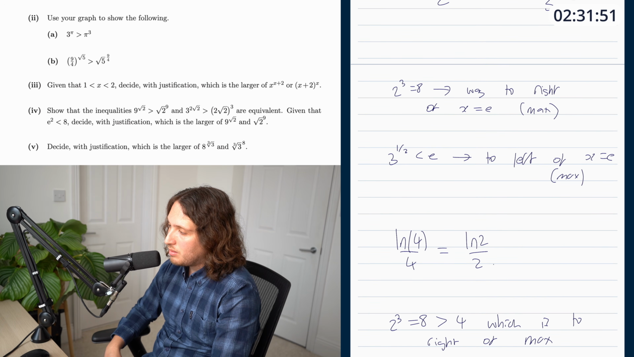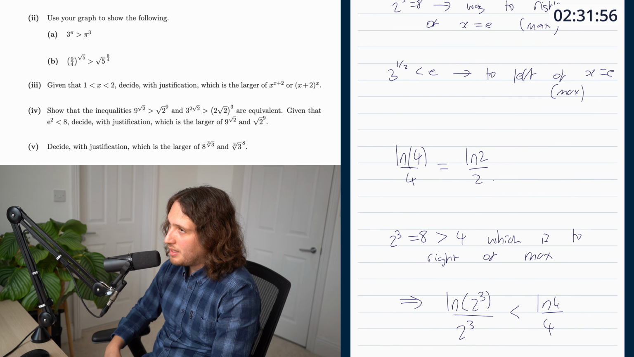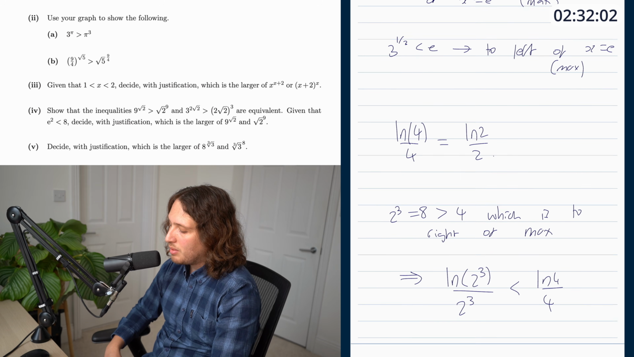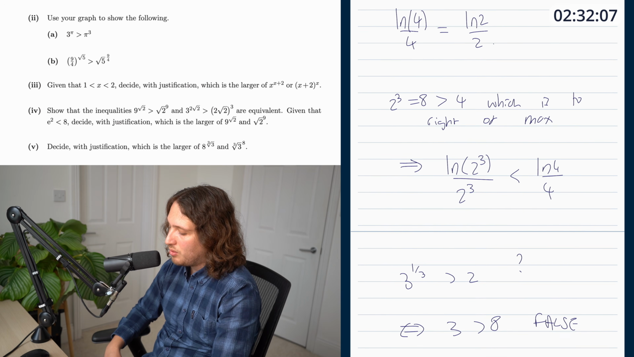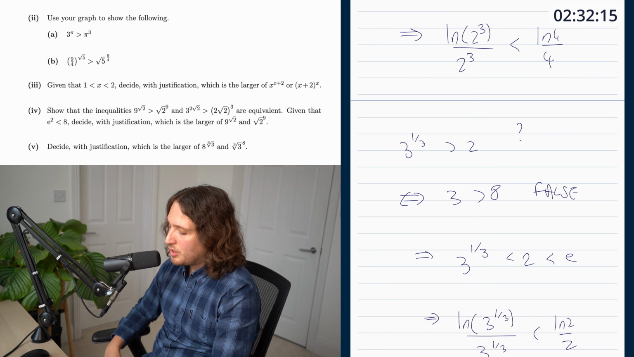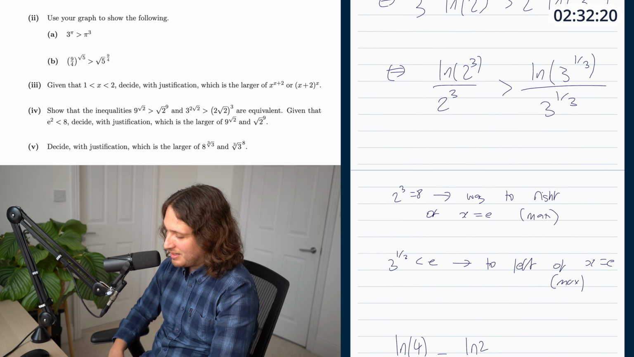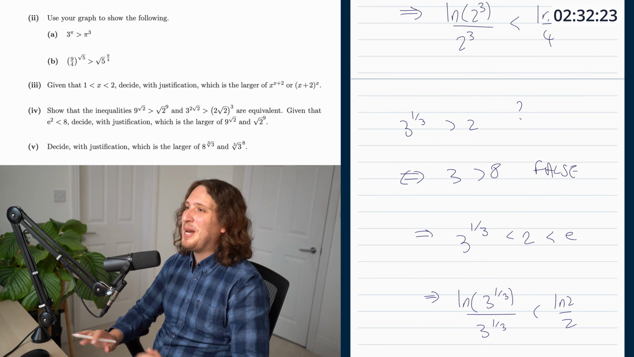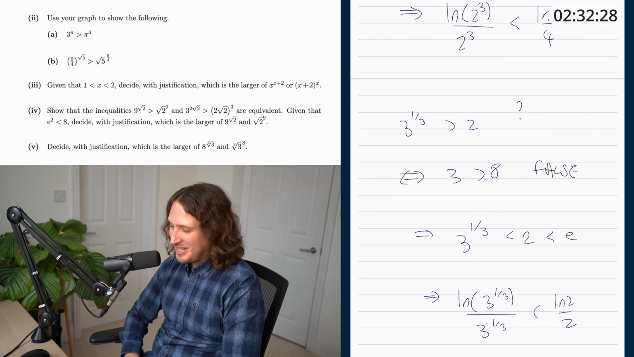Two cubed is way further out than the max. It's also way further than x equals 4, for which we have ln 4 over 4 being the same as ln 2 over 2. Because it's further, it's smaller. So ln 2 cubed over 2 cubed is less than ln 4 over 4. The cube root of 3 is smaller than 2, which means that, yeah, it doesn't seem this line of attack works. So I think I'm going to throw in the towel there from exhaustion at 2 hours 32, and we'll see how this does in the marking.